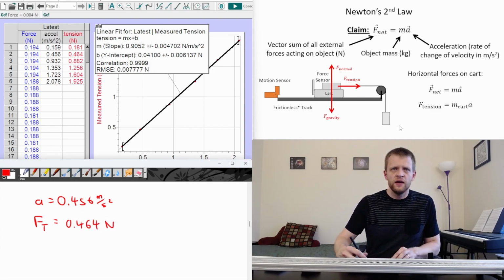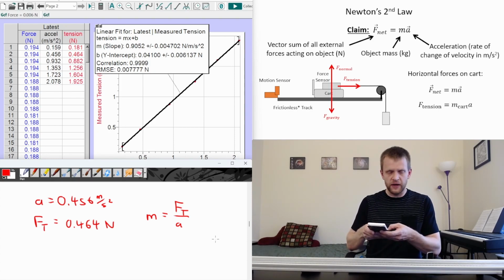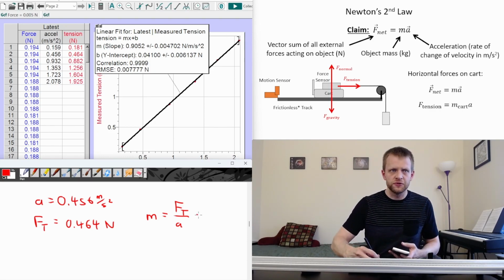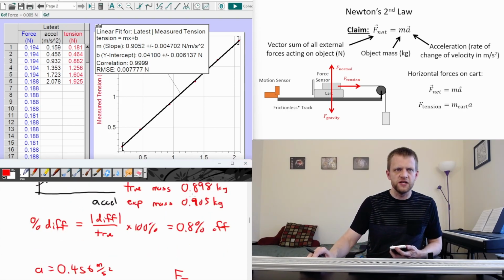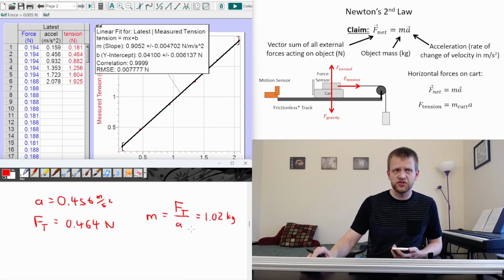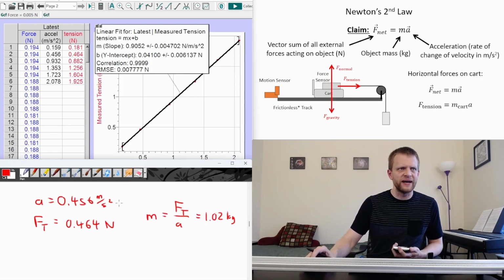If I just rearrange this and say my mass should be the force of tension divided by the acceleration, in this case, if I run through those numbers, 0.464 divided by 0.456, I get 1.02 kilograms. It's not terribly far off from the 0.898 that we got from the scale, but it's around 10% off. Much worse than the 0.8% off. Maybe that was just a bad data point.